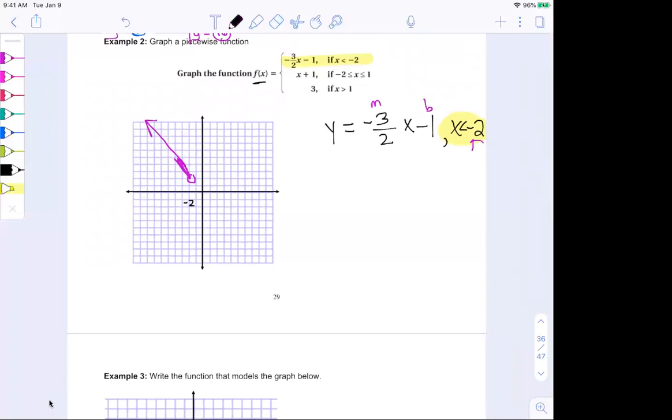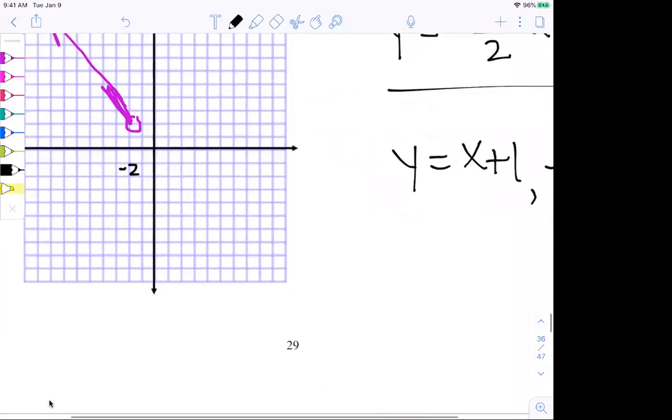All right, let's look at the next one. So that was line number 1. Now we're going to do line number 2, x plus 1. And this one says negative 2 less than or equal to x less than or equal to 1. So we'll worry about that part in a minute. We're going to graph the line x plus 1. I'm going to go with green. So I go up to 1, I rise 1, I fall 1. And there's my whole line.